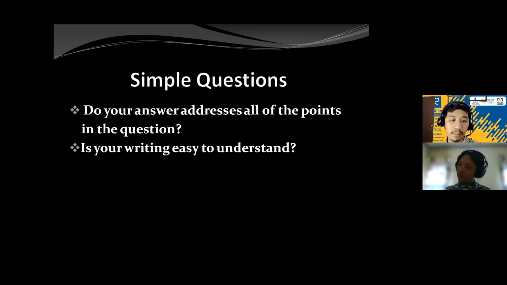So you have to cover: do you address all points in the writing task? And is your writing easy to understand? This is what you write, which matters. How you write also matters. These are two simple questions that you have to think about in general about your writing.